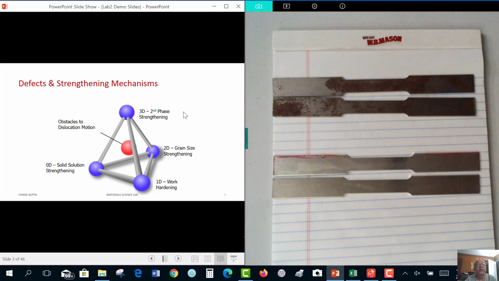In this particular experiment, we are going to talk about this one-dimensional strain hardening, and we are going to talk about precipitation hardening. We are not going to do any experiment that involves solid solution or grain size strengthening in this lab.